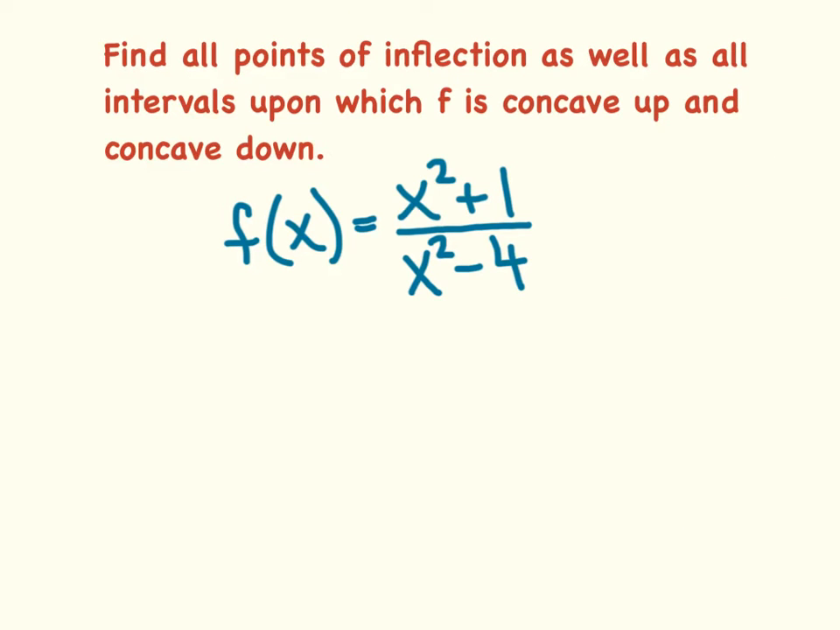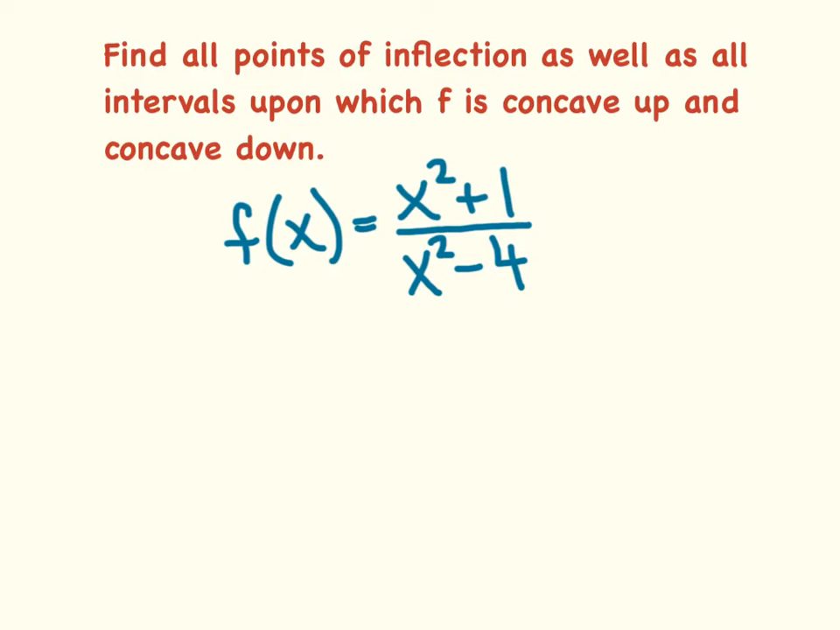Now here's a much more complicated function. What we've got here is what we call a rational function. You'll notice a numerator and denominator, and we're looking for all points of inflection as well as intervals where it's concave up and down. When we see those phrases, we're automatically thinking second derivative. Get your hands on that second derivative as fast as you can.